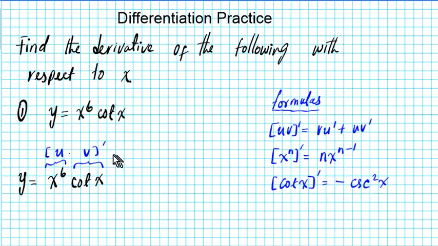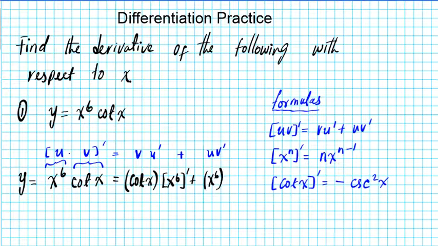Now if we apply the product rule on this label right here, we have v times u prime plus u times v prime. Now let's apply this formula to these terms right here. So v is cotangent x. That will be multiplied by u prime, x to the 6th prime, plus u, which is x to the 6th. That will be multiplied by the derivative of cotangent x.